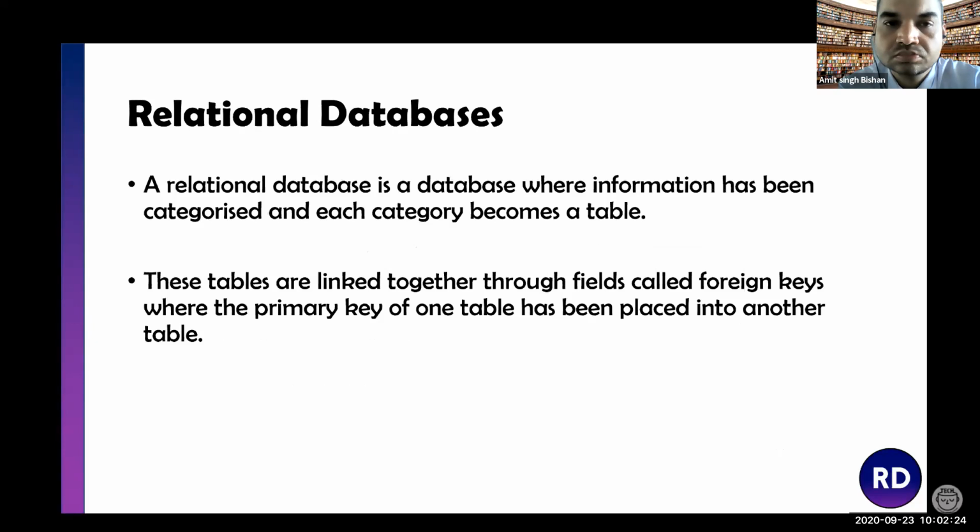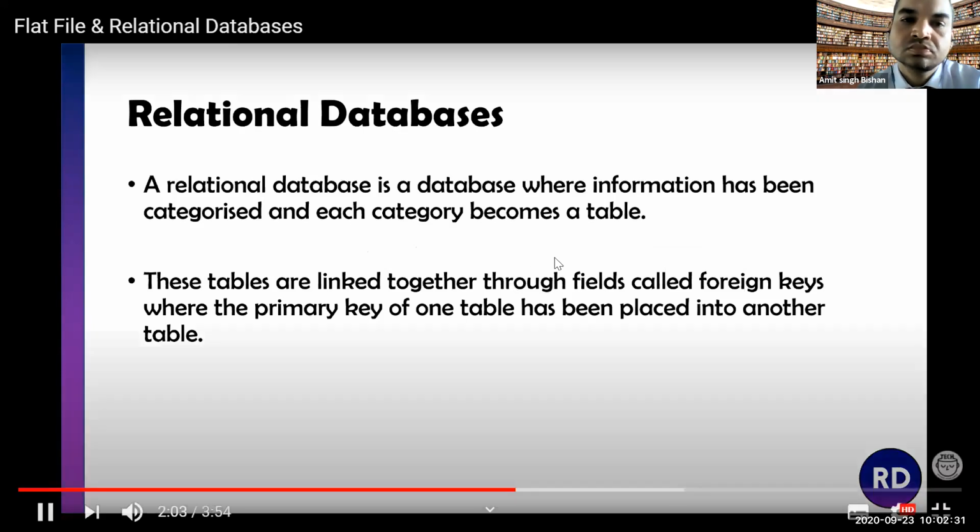Now, a relational database is a database where information is categorized and each category becomes a table. So you might have two tables, one for the doctors, one for the patients. What is the meaning of that? Here a relational database is a database where information has been categorized. What is the meaning of categorized?